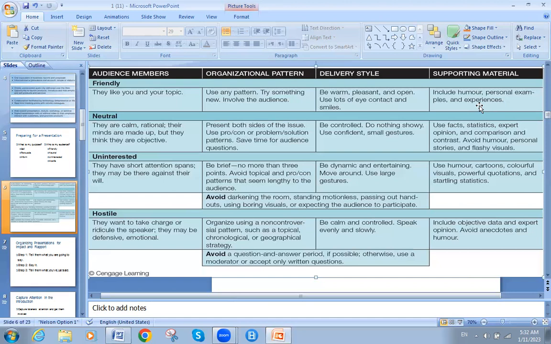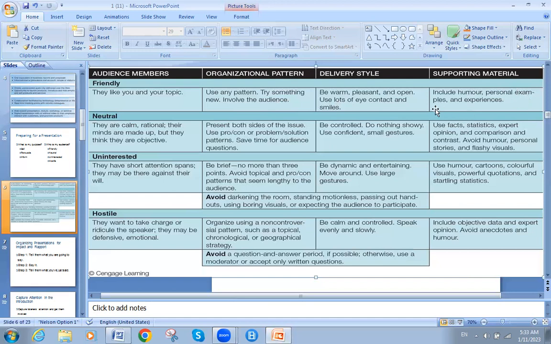Again, the types of presentation are based on what you are presenting for and who your audiences are. Who is listening to you? Who's there to listen to you? So the first thing is audience members. If they are friendly, that's what you will do. They like you and you like your topic. So use any pattern, try something new, involve the audience. Be warm, pleasant, and open. Use lots of eye contact and smiles as well.